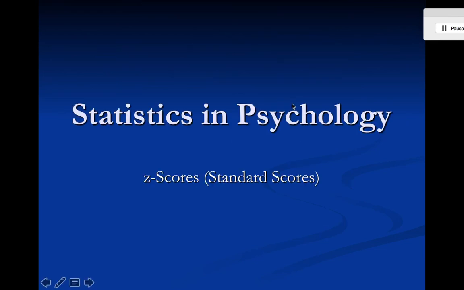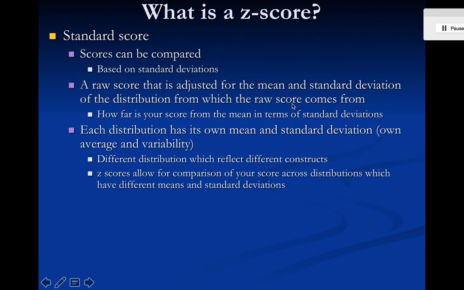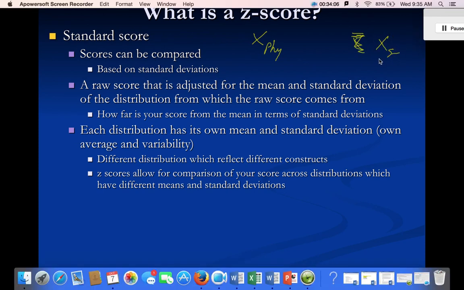Okay, so going back to our lecture, what I want to do now is have a z-score for the physics exam and a z-score for the stats exam. And by having z-scores in both cases, I now have the same stat, right? So remember, I had the score for physics, I had the score for stats.